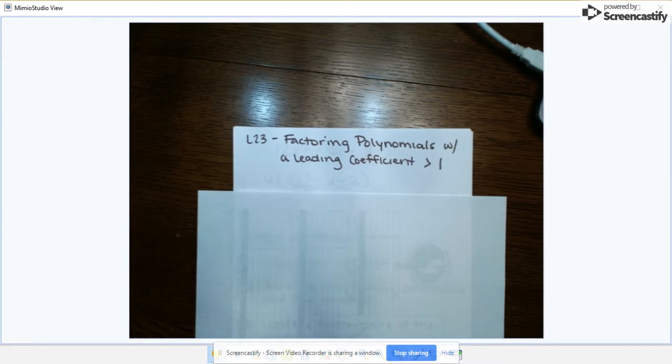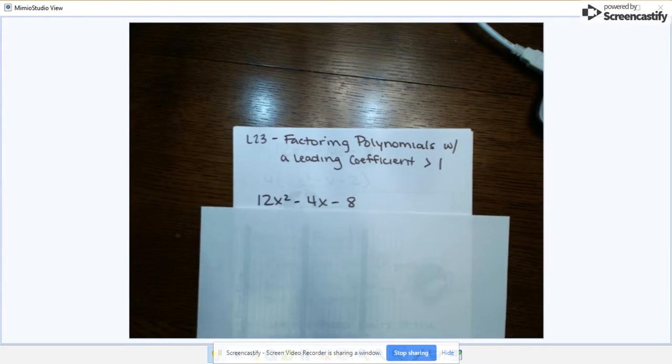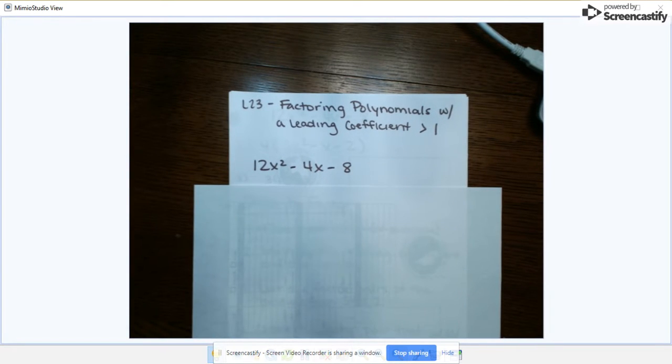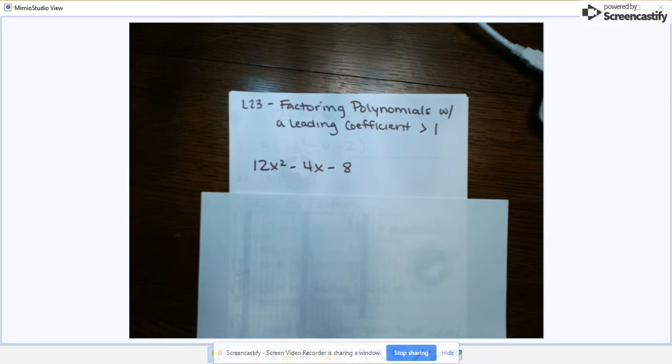Alrighty, today we're going to factor polynomials, or more specifically trinomials, but this time our leading coefficient is going to be greater than 1. So here's an example, 12x squared minus 4x minus 8, and our goal is to get that into two sets of parentheses like we did previously.